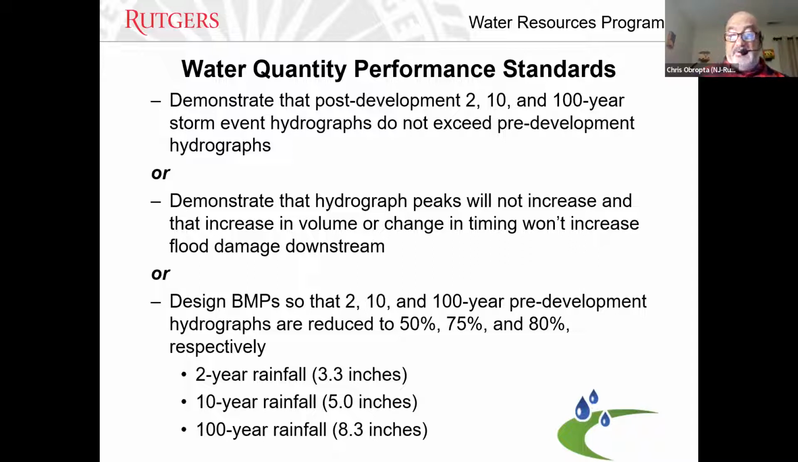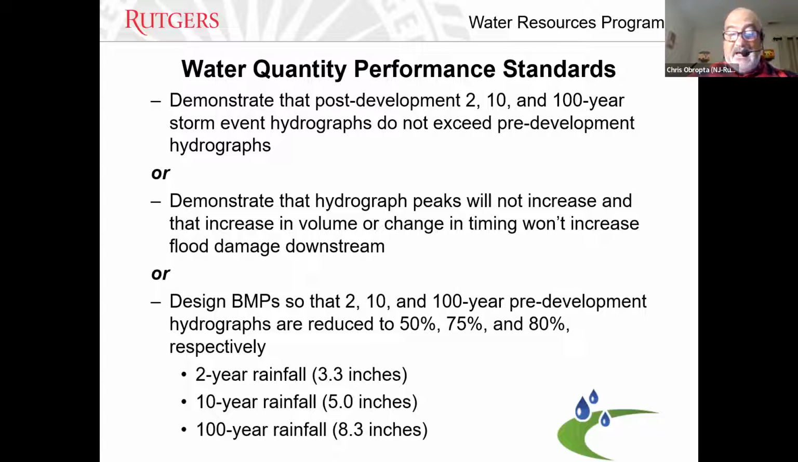And it has to be, for the 2-year, 50% of what it was pre-development. For the 10-year, it has to be 75% or less of the pre-development. For the 100-year, it has to be 80% or less of the pre-development. So you're knocking it down by 50%, 25%, and 20%.